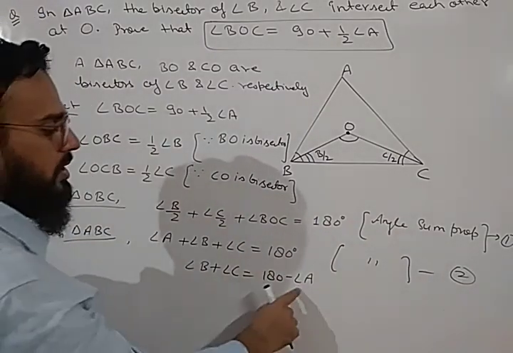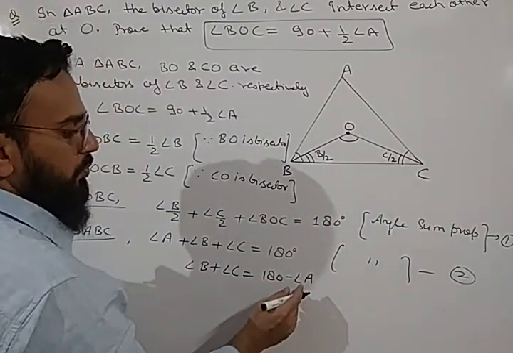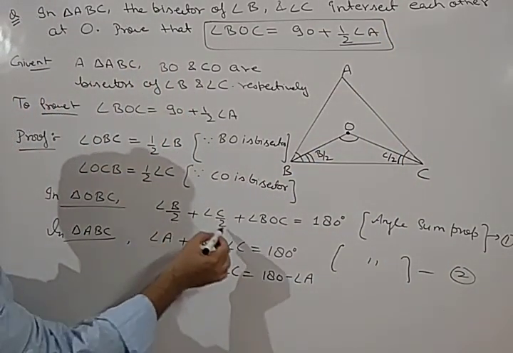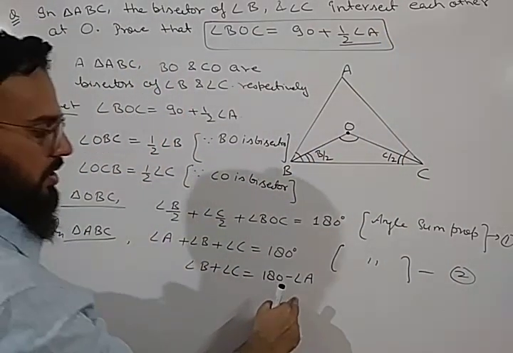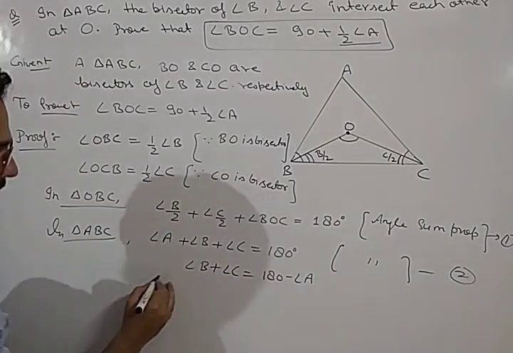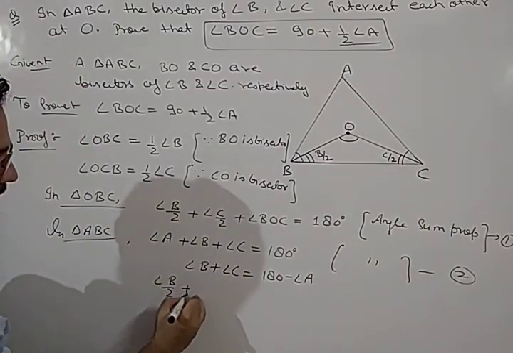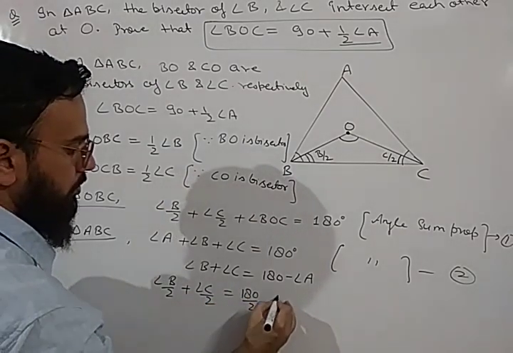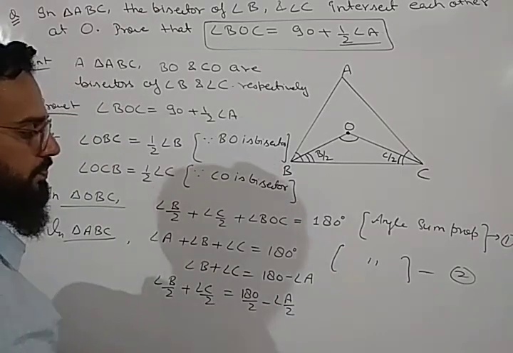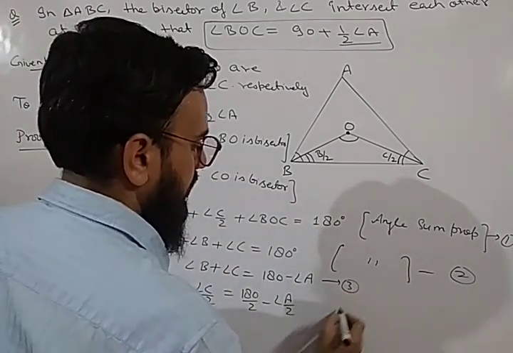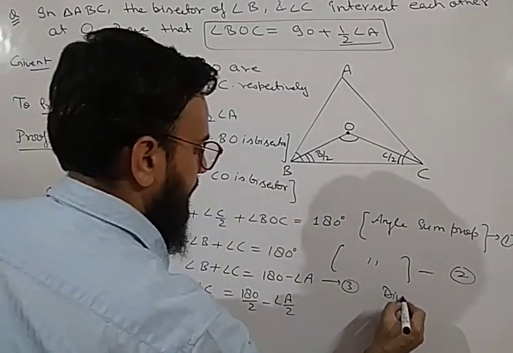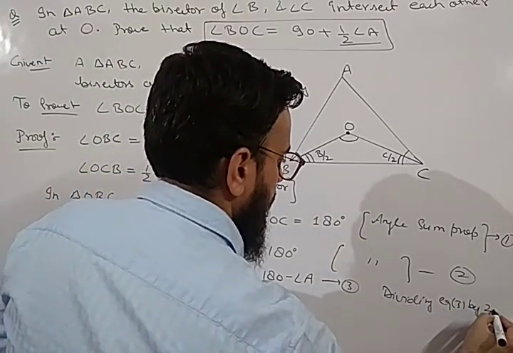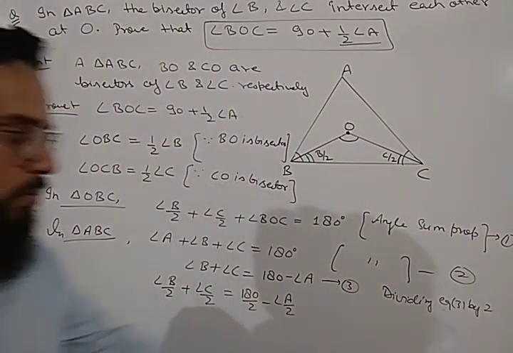Now if we divide both sides by 2, because we have to find the answer in terms of half of angle A, and in this equation they are B by 2 and C by 2. So if we divide this equation by 2, we will get angle B by 2 plus angle C by 2 is equal to 180 by 2 minus angle A by 2. Let us take it as equation number 3 and divide equation 3 by 2. Not by equation 2, it is only 2.